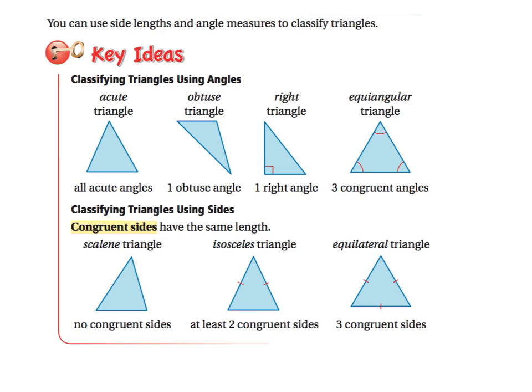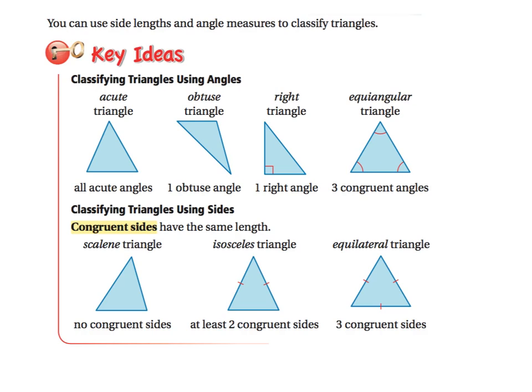For example, if we have an acute triangle, that means that all of the angles are acute. An obtuse triangle means that one of the angles is obtuse. A right triangle means that we have one right angle. And an equiangular triangle means that all three angles are congruent. Now make sure in geometry you use the word congruent, not equal. So when you are showing that lengths of things or measures of things are equal, you would actually say the word congruent.